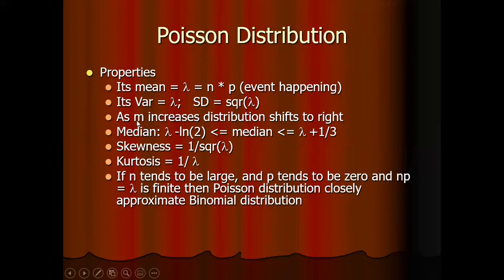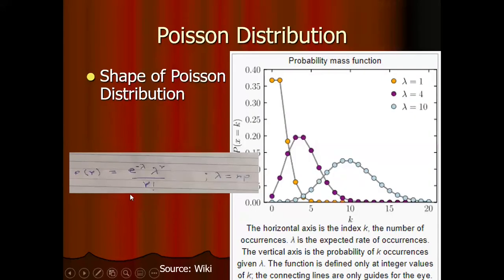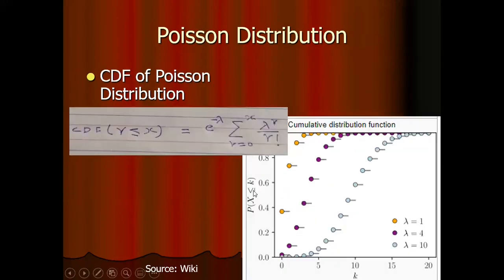This m stands for lambda here, and median is given as this. And skewness, the distribution is not symmetric. There is skewness, and when n tends to large and p tends to 0, then Poisson distribution is closely approximated to binomial distribution. This is the probability density function of Poisson distribution. The shape of Poisson distribution depends on the parameter lambda. This is the cumulative density function of Poisson distribution.